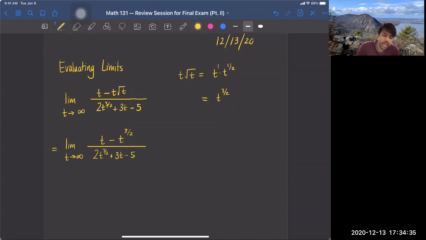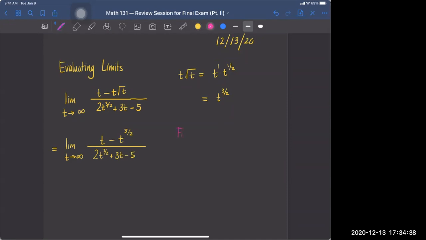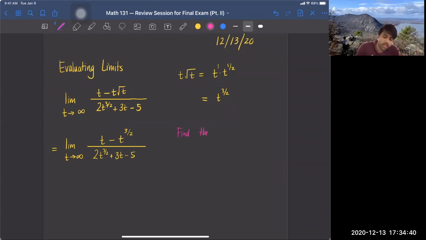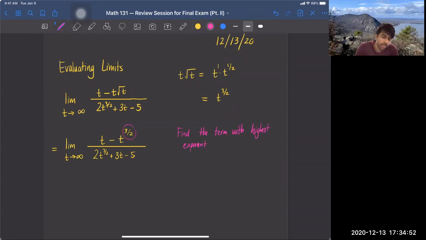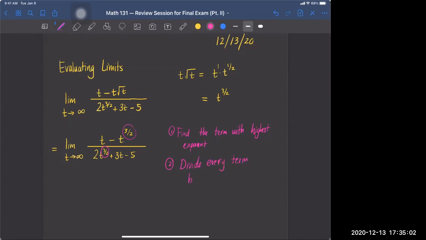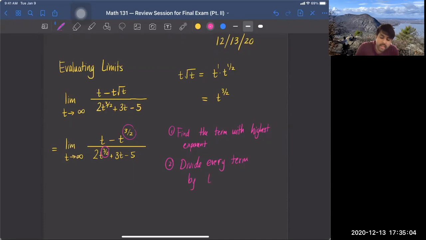Now, how do we take care of this? Remember, we always have to find the term with the highest exponent, which happens to be 3 over 2. Once I find that, the second thing I do is divide every term by t raised to the 3 halves, which is the highest exponent. So that's what I'm going to do.